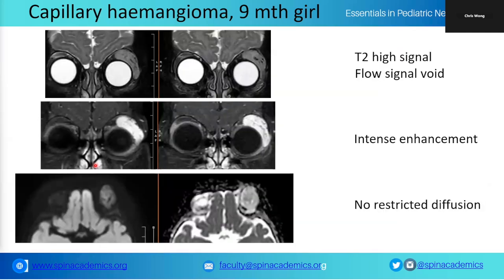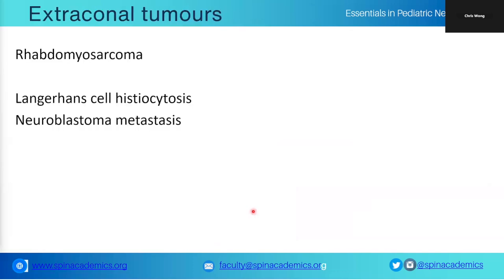Same patient, different planes. So in coronal planes, again, we see the T2 hyperintense signal here and the flow void signal here. It shows intense contrast enhancement, and there is no evidence of restricted diffusion. Finally, we talk about extraconal tumors.